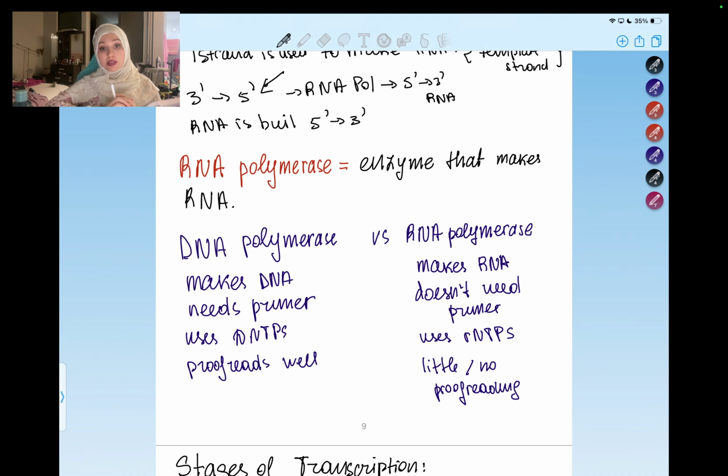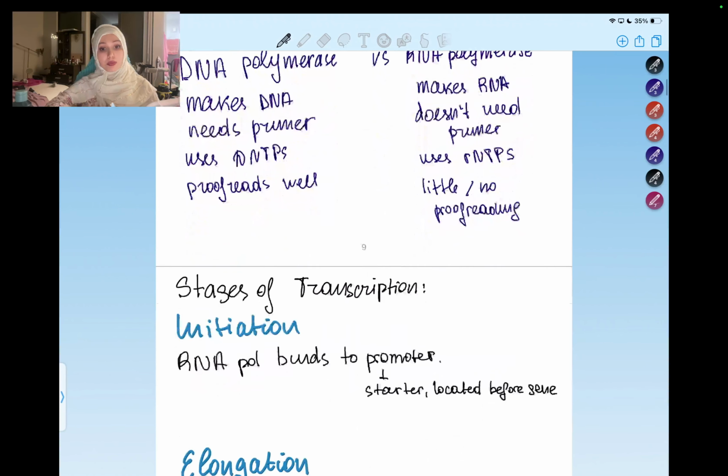So it's, I believe, just a DNA nucleotide sequence, and the second one is an RNA nucleotide sequence. DNA polymerase proofreads well because we are going to use it temporarily, but RNA we are going to use forever. But RNA polymerase is temporary, so it has little or no proofreading.